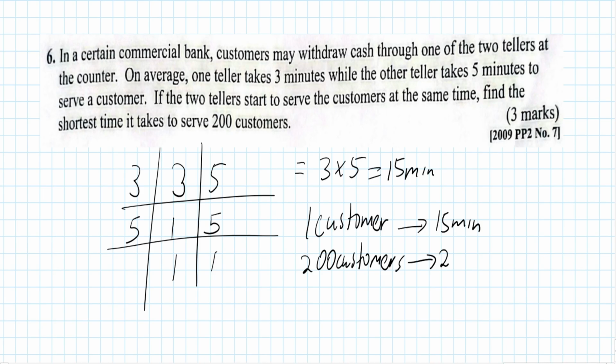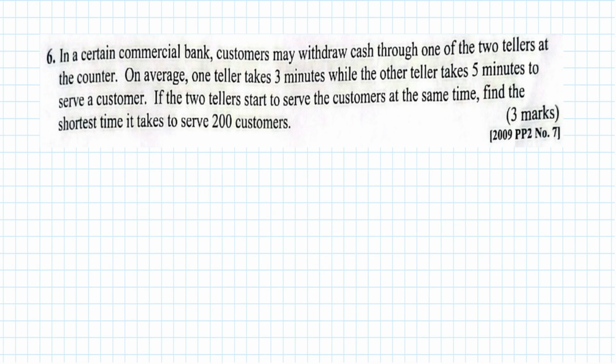By the way, sorry for that, I think I've made a mistake somewhere. But now one teller takes 3 minutes, right? So if one teller, let's say teller A, takes 3 minutes, it's going to take 1/3 per minute. So that's its rate.